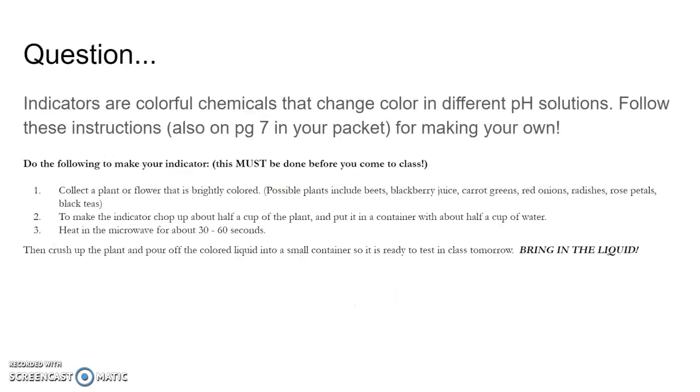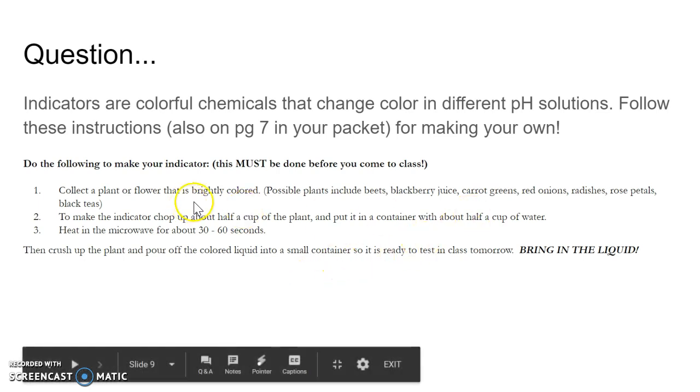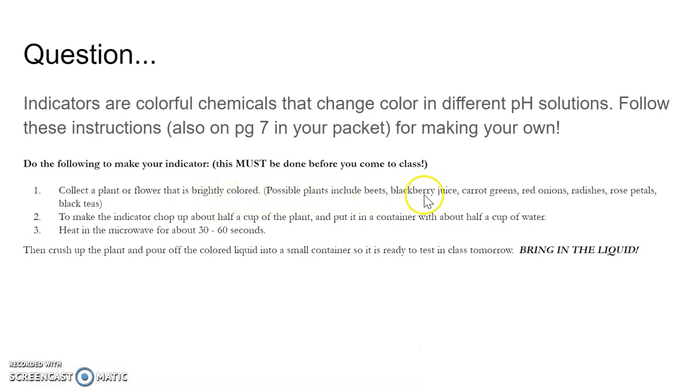All right. So you'll hopefully have fun doing this. You're going to go through and make an indicator. They're colorful chemicals. They just change color in different pH solutions. Follow these instructions. They're also on page 7 in your packet. You just want something that's brightly colored. It does not need to be anything funky. These are all possible plants: beets, blackberry juice, carrot greens, all that sort of stuff is all good.